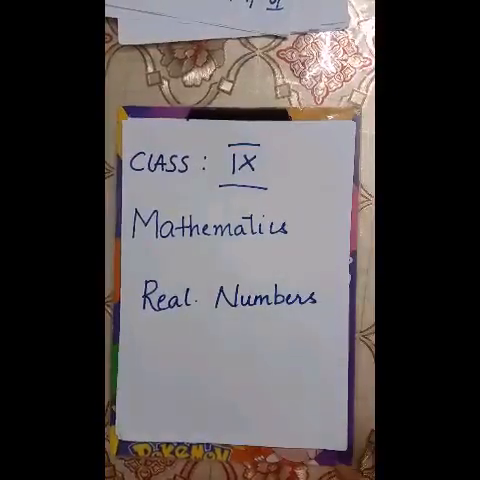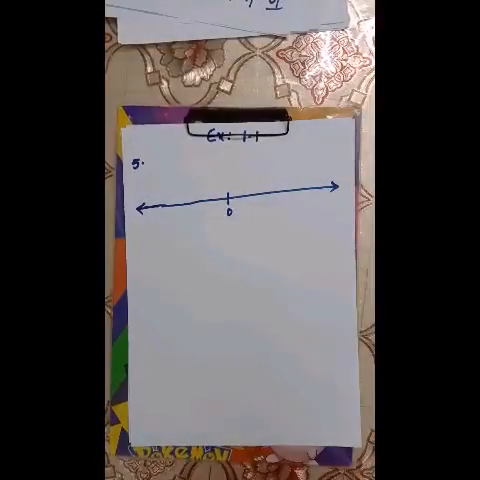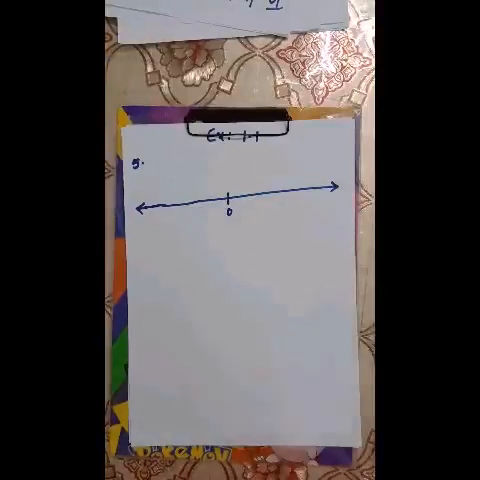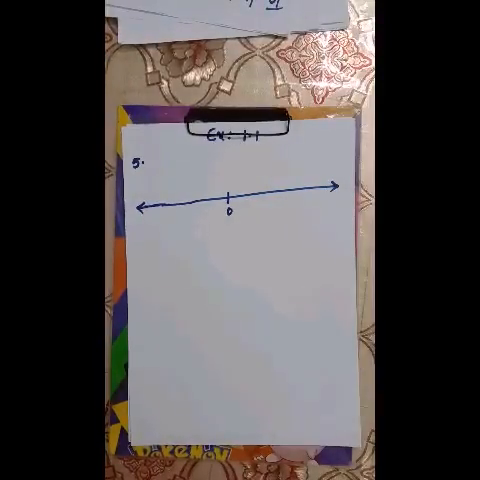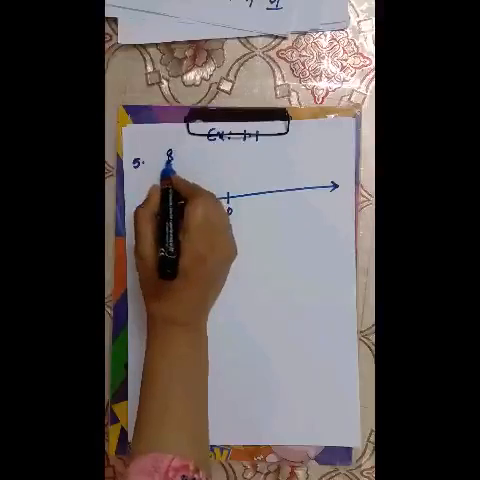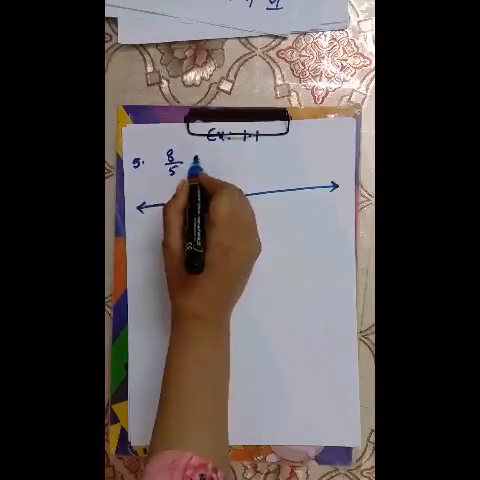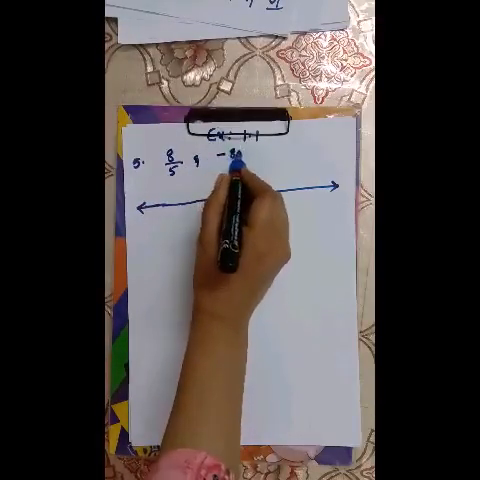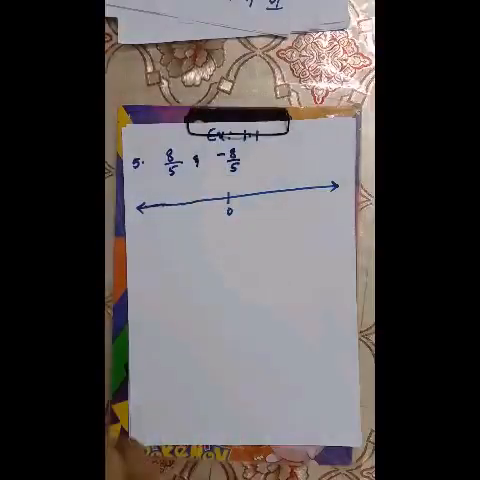Real numbers. Exercise 1.1, fifth question. I am just reading the question. Look into your textbook. Represent 8 by 5 and minus 8 by 5 on the number line. We have to represent this on the number line.